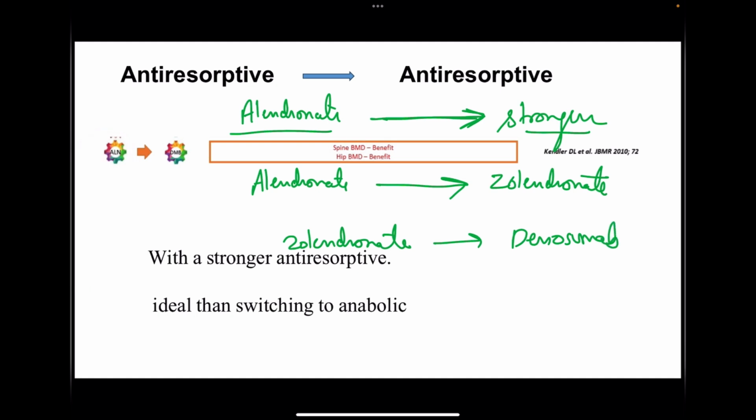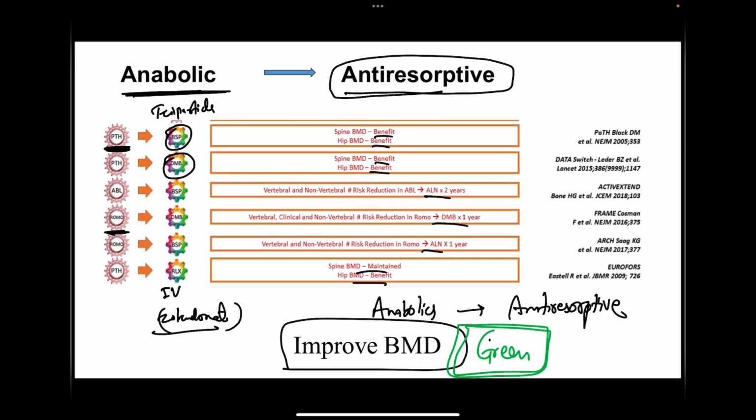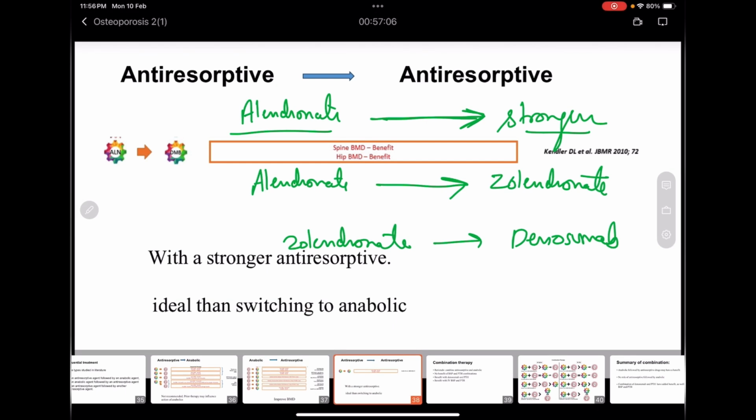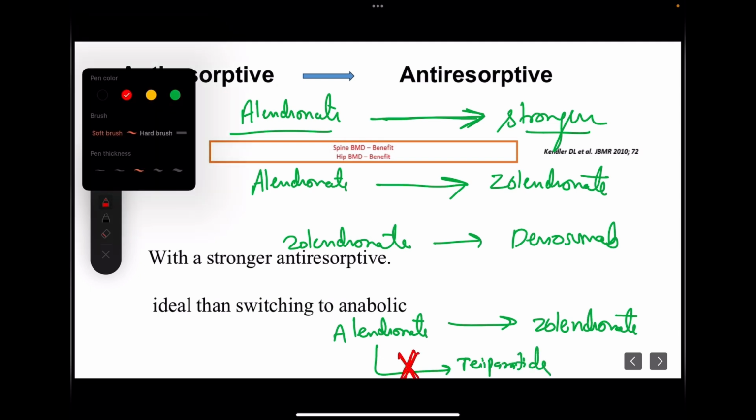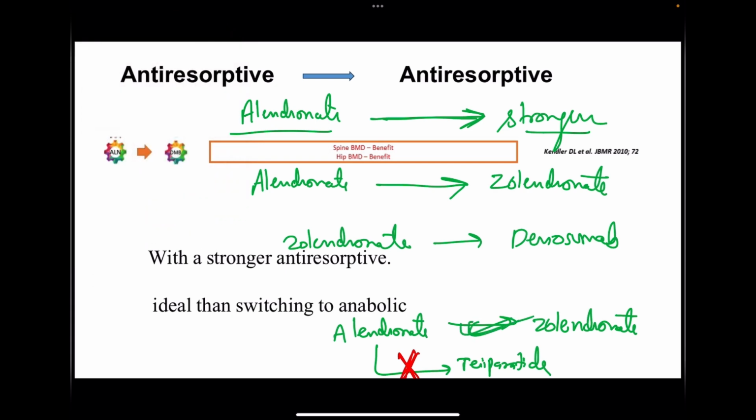And obviously, changing from an anti-resorptive to a stronger anti-resorptive is always more ideal than switching to an anabolic. So if the patient is on alendronate and you want to change the drug, always go to zoledronate, not from alendronate to teriparatide. This combination, alendronate to teriparatide, is not recommended, but this one combination is recommended.